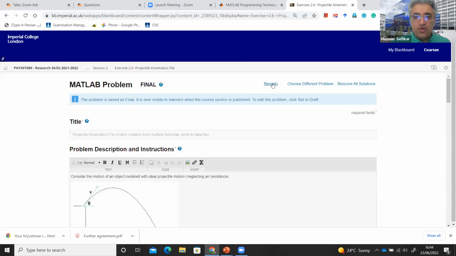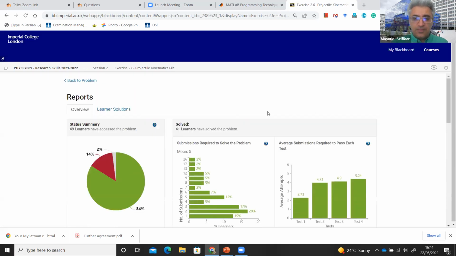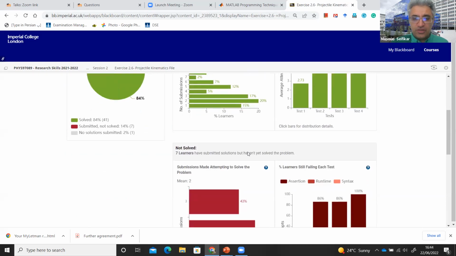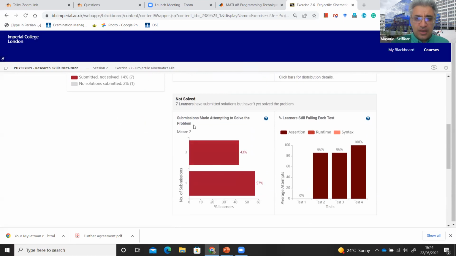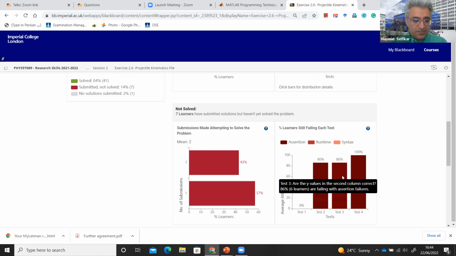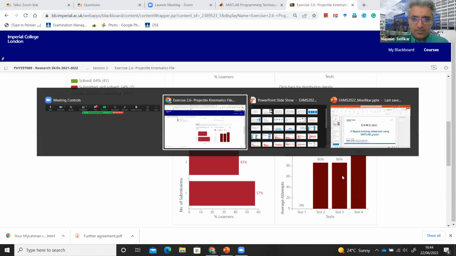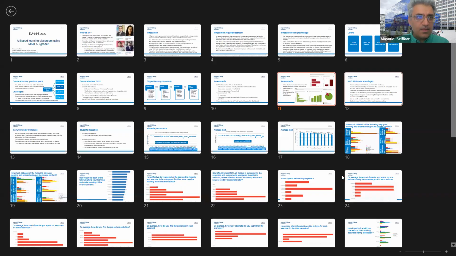And then if you go to the report, you see the plots that I just showed you for this exercise. It also shows, for the students that submitted the correct solution, where they lost marks on average. And if you go through them, you see more detail here. So let me go back to my slides.